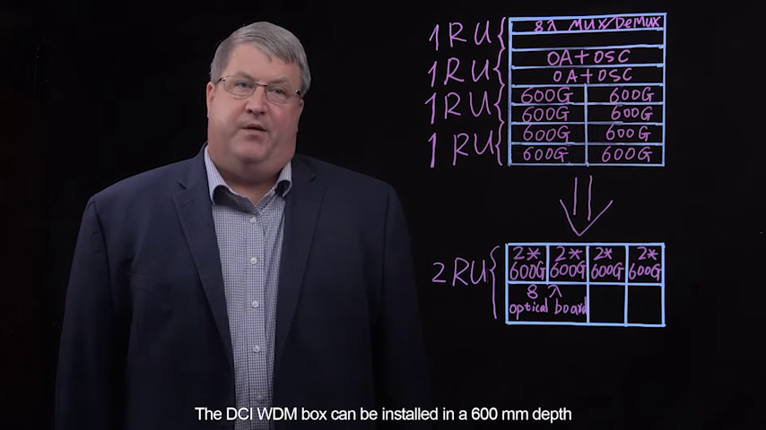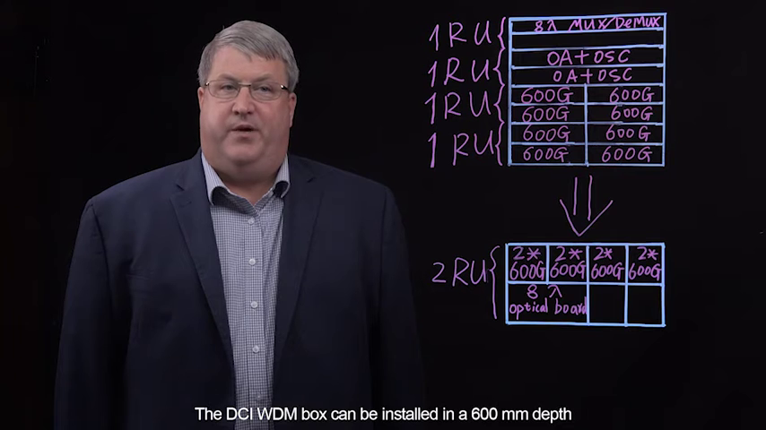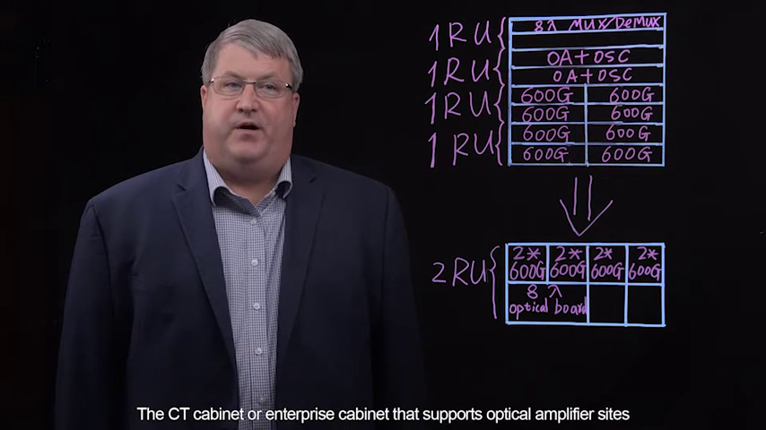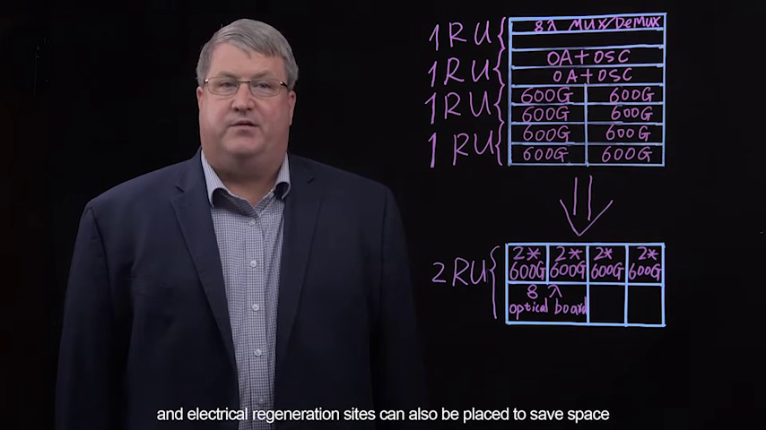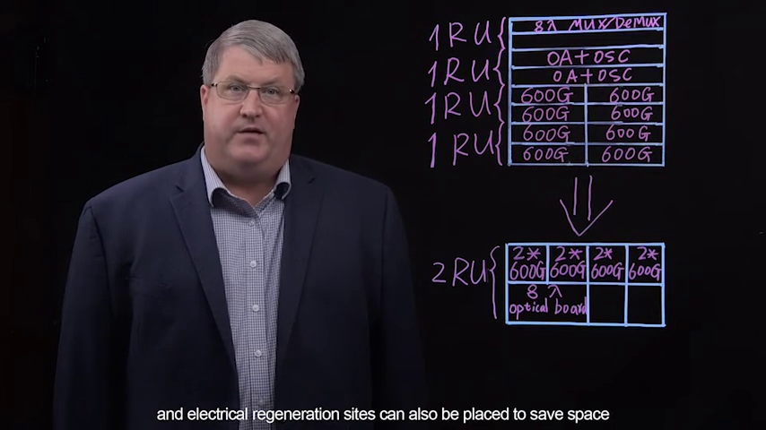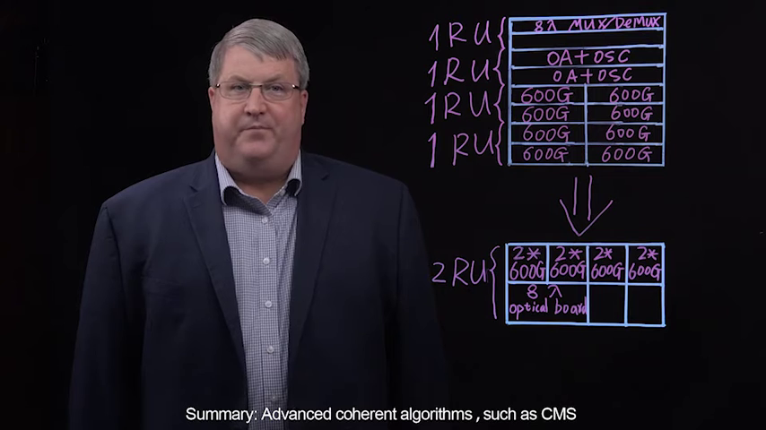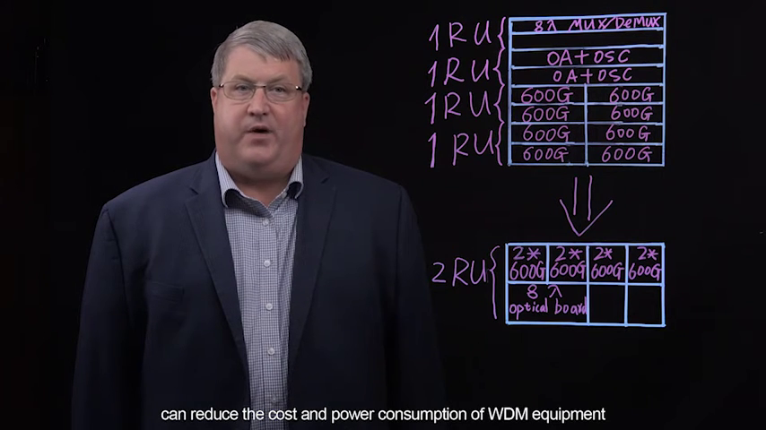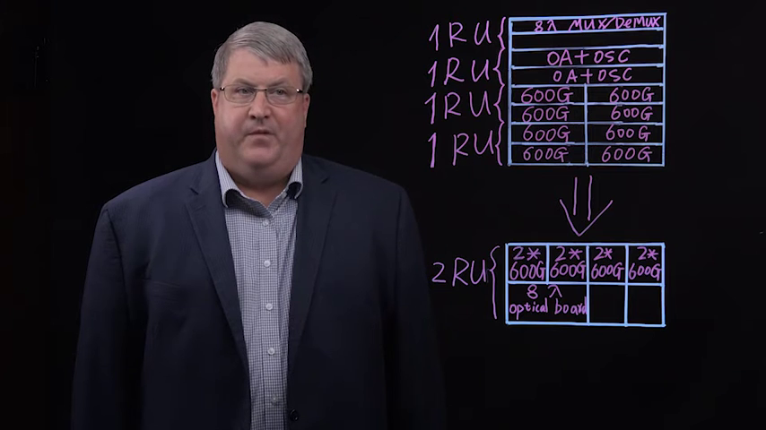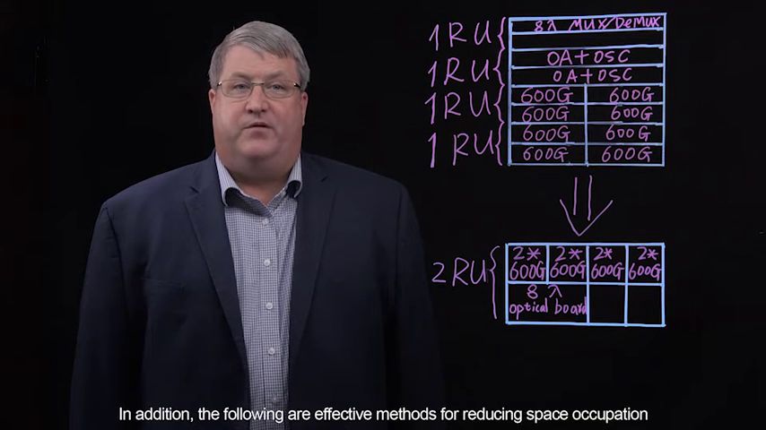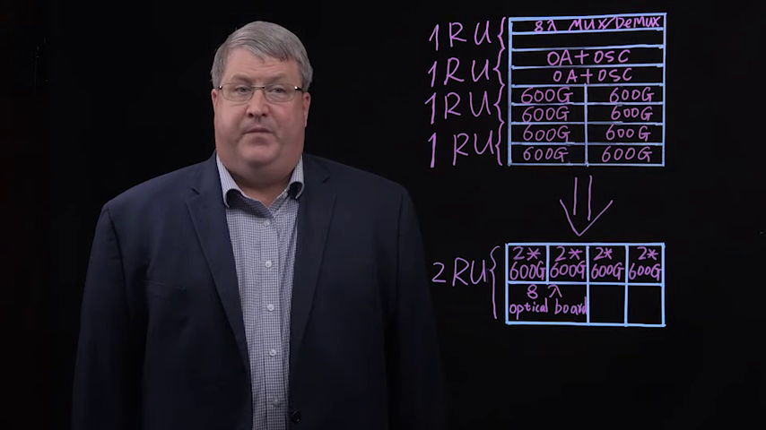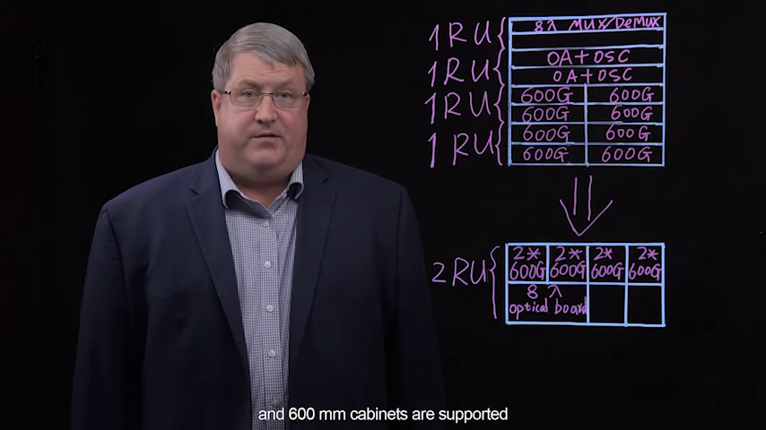The DCI WDM box can be installed in a 600 mm depth. The CT cabinet or enterprise cabinet that supports optical amplifier sites and electrical regeneration sites can also be placed to save space. In summary, advanced coherent algorithms such as CMS can reduce the cost and power consumption of WDM equipment. In addition, the following are effective methods for reducing space occupation: electrical layer and optical layer boards that are highly integrated and share the same platform, and support of 600mm cabinets.